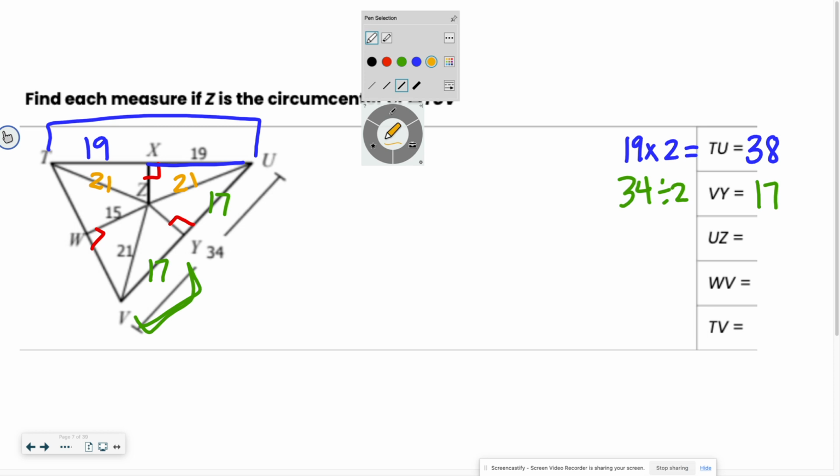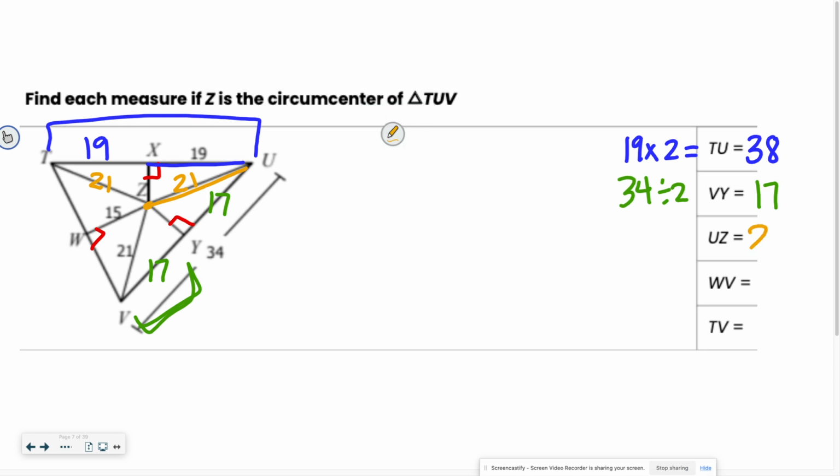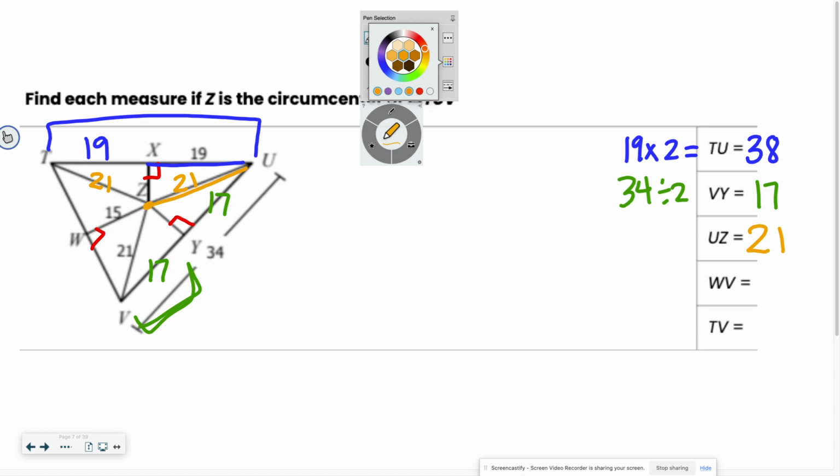UZ. UZ, where is that? Oh, that's one of our equidistant lengths, right, from the circumcenter to a vertice. It's just 21. 21. WV. Where is WV? Oh, now this is where things get interesting in a good way. So our goal is to find WV right here.